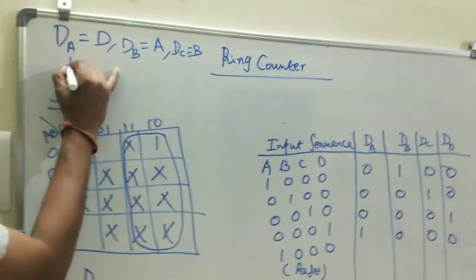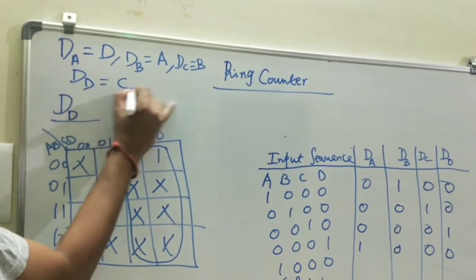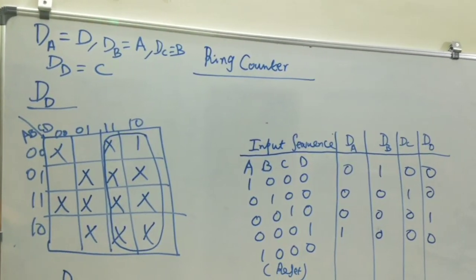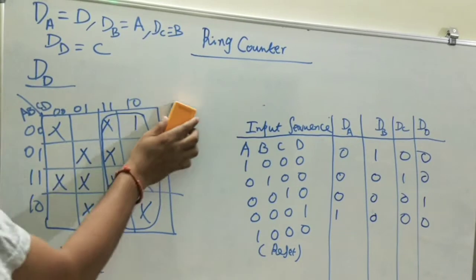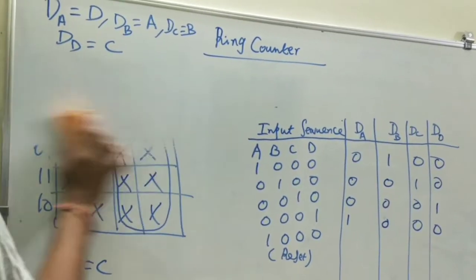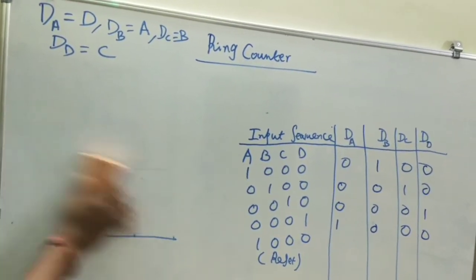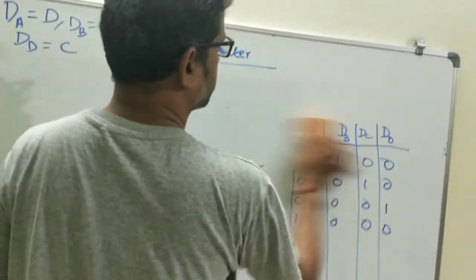So DD is going to be C. We have found out the expressions for all the flip-flops. Now we need to design the counter. Okay.